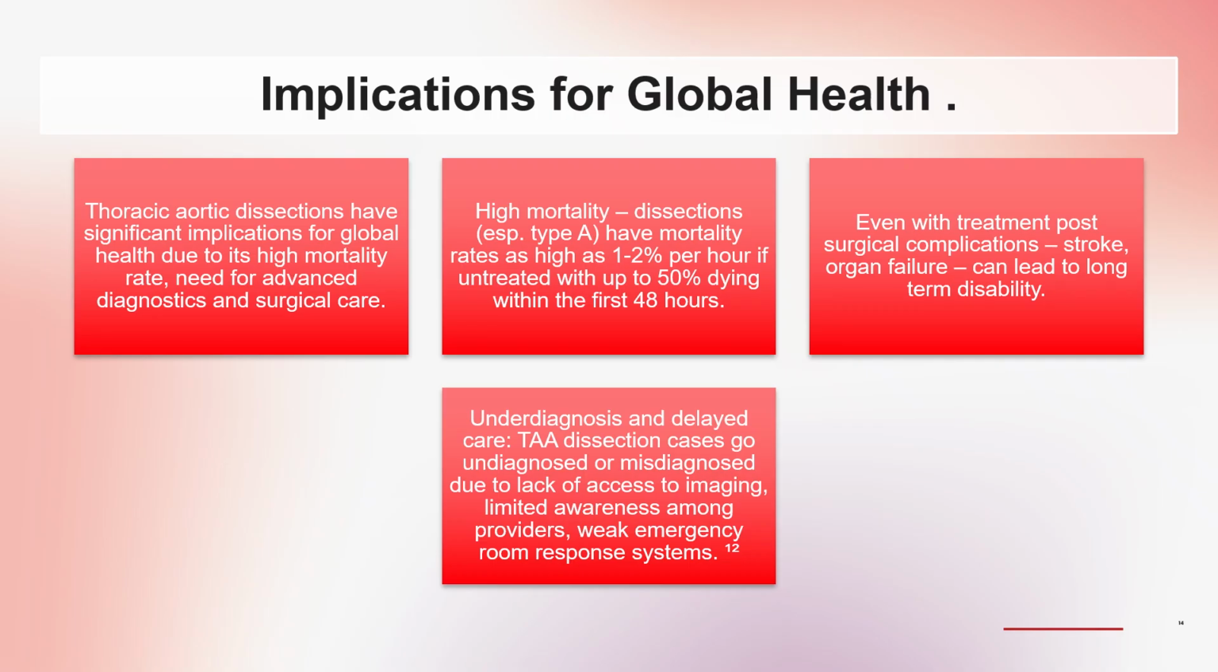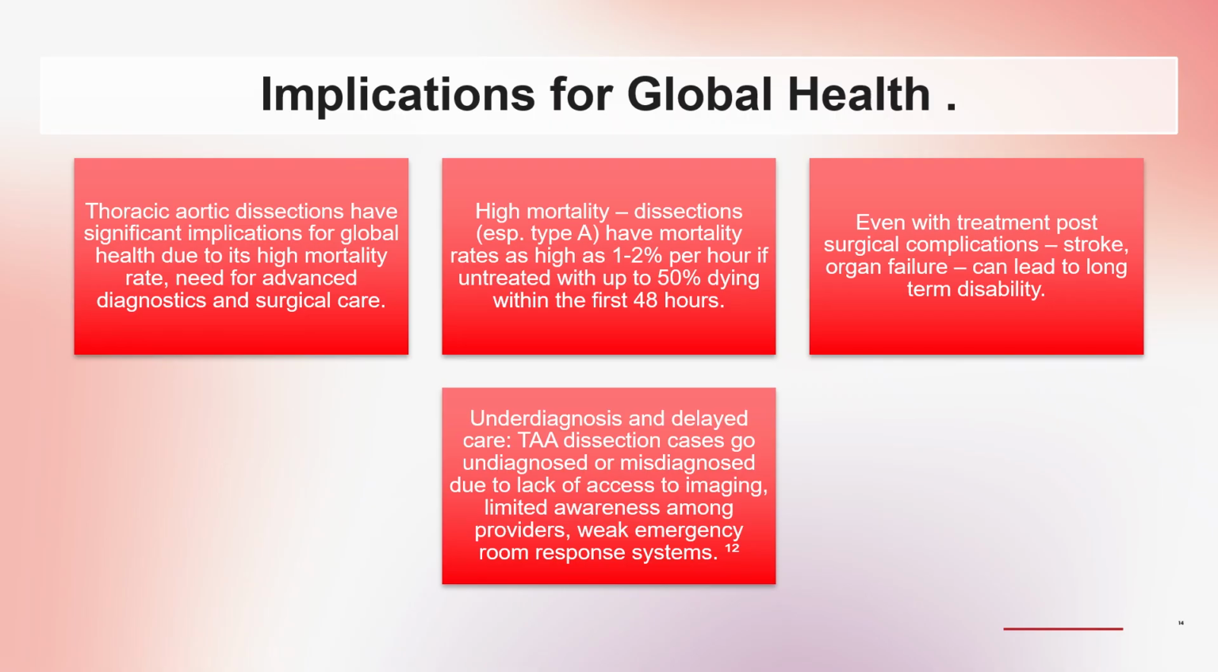Here I will discuss the implications for global health. Thoracic aortic dissections have significant implications for global health due to its high mortality rate, need for advanced diagnostics, and surgical care. Dissections, especially type A, have mortality rates as high as 1 to 2% per hour if untreated, with up to 50% dying within the first 48 hours. Even with treatment, post-surgical complications such as stroke and organ failure can lead to long-term disability.